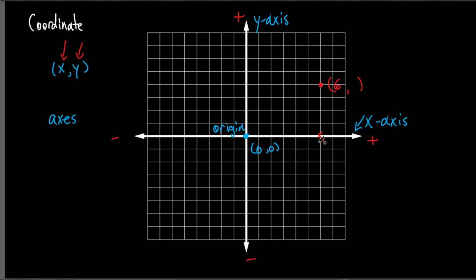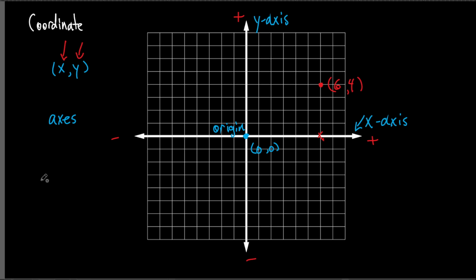All right, so if you go over 6 and you want to get up to this point, then we have to go up. How many do we go up? 1, 2, 3, 4. So that ordered pair is 6, 4.